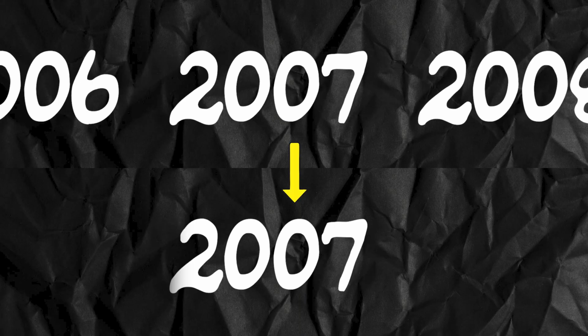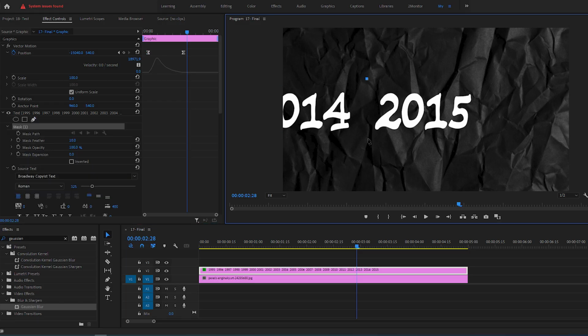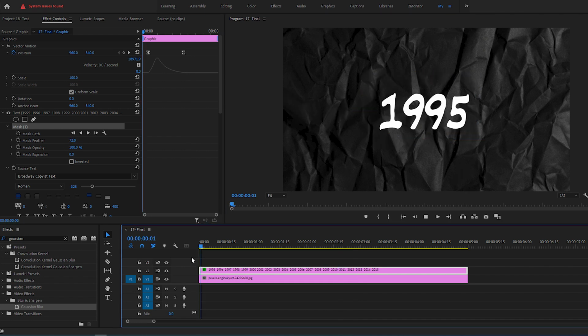Now to make only one year visible at a time, click on the Pen tool under the text section and create a rectangular mask around the year. Then increase the mask feather value to smooth out the edges.